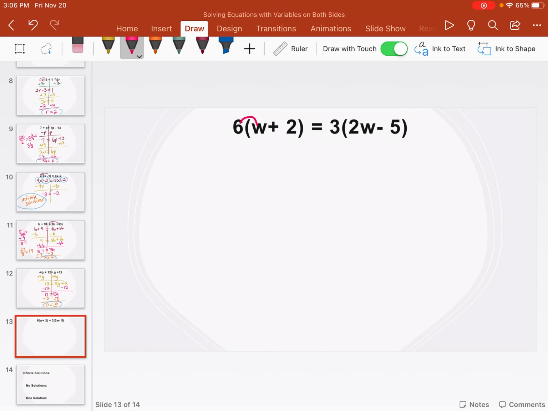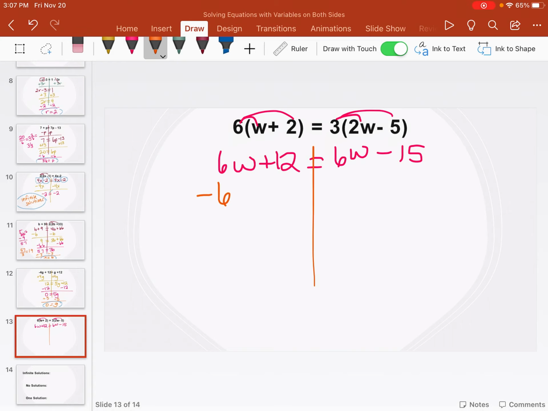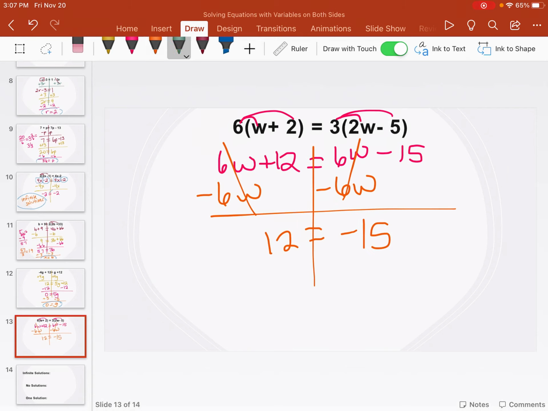Last one, go ahead and distribute. 6w plus 12 equals 6w minus 15. Already right here I can tell what this answer is going to be, but if you can't, we can just keep solving. So minus 6w, minus 6w, those cancel, so 12 equals, those cancel, negative 15. 12 equals negative 15? No, it does not. So since they are not the same, this is a no solution.